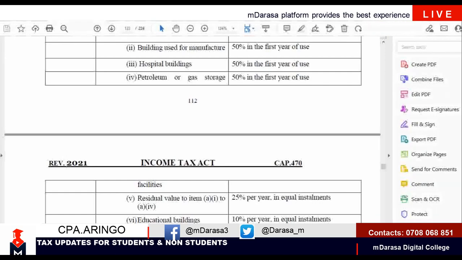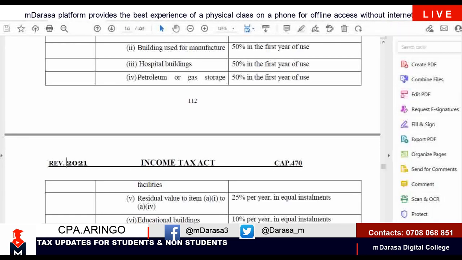Remember, in 2021, we were talking of reducing balance. For those who sat for the exams last year, we used reducing balance because all the effects were as per 2021. Now, for those who will be sitting exams in 2023 onwards, unless things change, you'll be dealing with the straight line method. That is very, very important that you note. So residual value is basically 25% per year in equal installments.